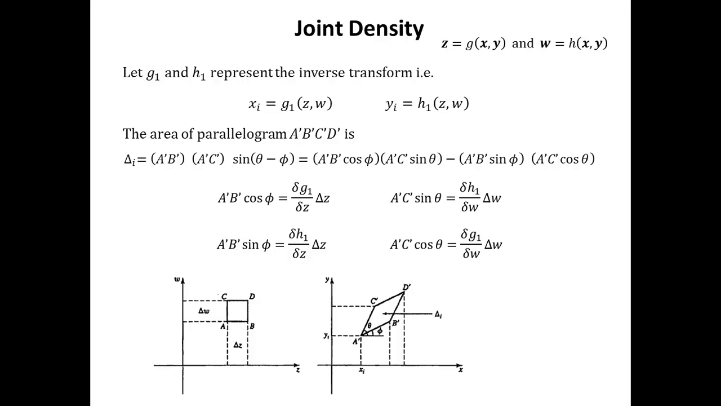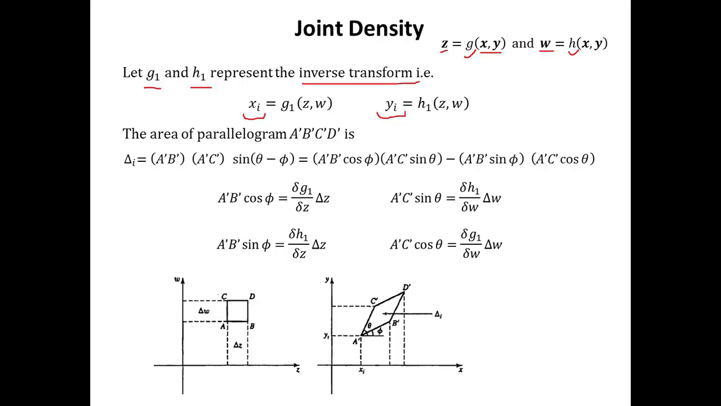For this, let us again consider that we have random variable z generated by using two random variables xy with functionality g, and for w the functional behavior is h. Let us say g1 and h1 represent the inverse transformation, meaning from xy to z and w we can say g and h are the forward transformation. Let us say g1 and h1 will be the inverse transformation. It means if we have zw, by using g1 and h1 we can get the values of xi and yi.